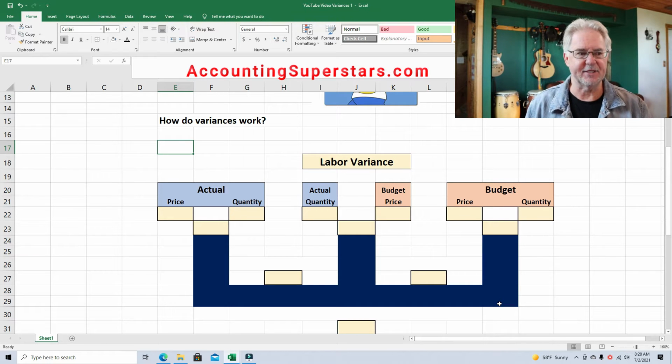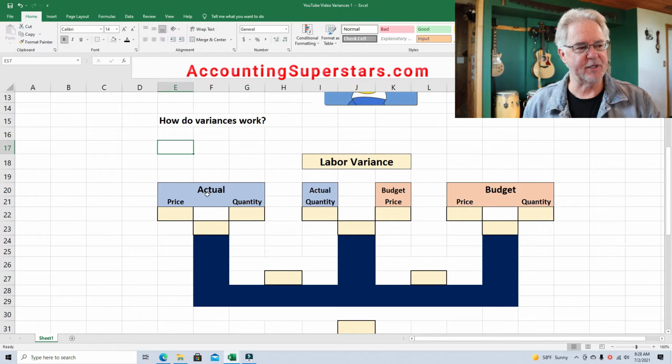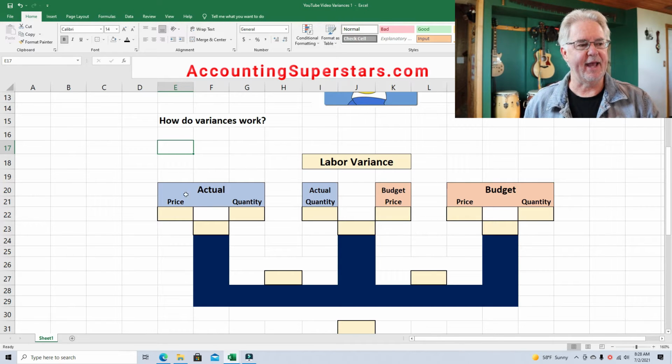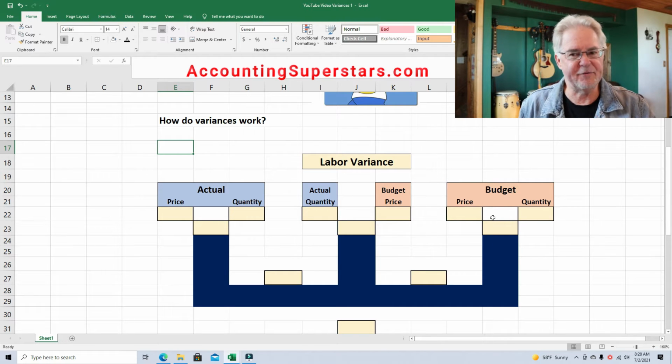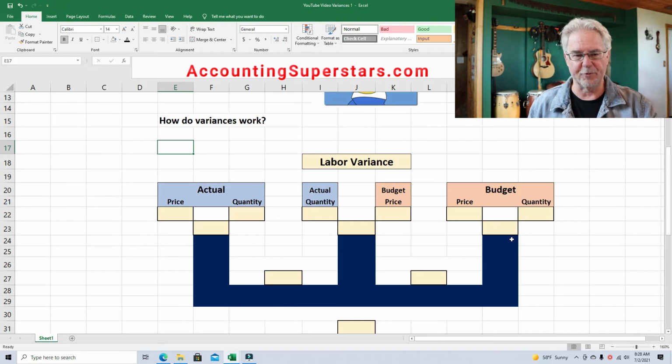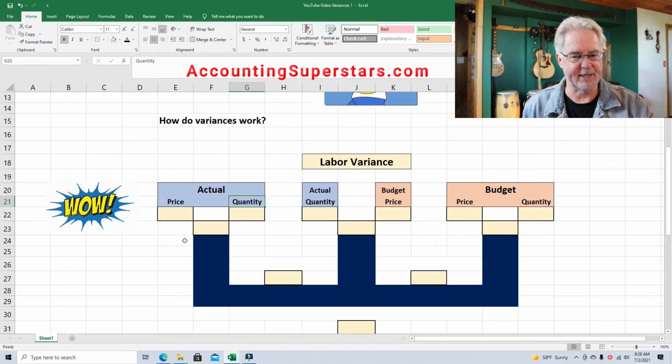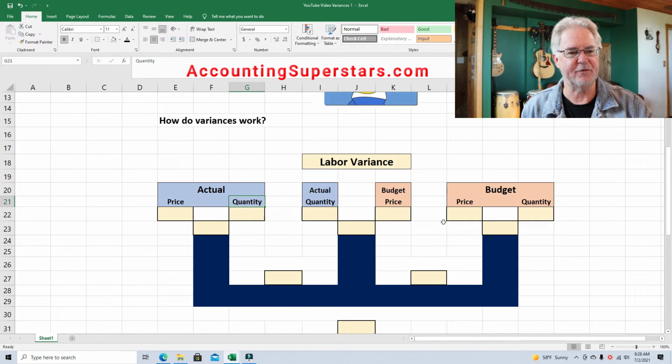The way you can remember this is we read left to right. So actual is on the left, budget is on the right, and here's a good way to remember it. A comes before B. You need to know your alphabet. That's the key to it here. If you know your alphabet, you can figure this out. So A comes before B. That's why I put actual on the left, budget on the right. Now, to also help remember this, P comes before Q. So P goes on the left and Q goes on the right. And look over here for budget. P goes on the left, Q goes on the right.